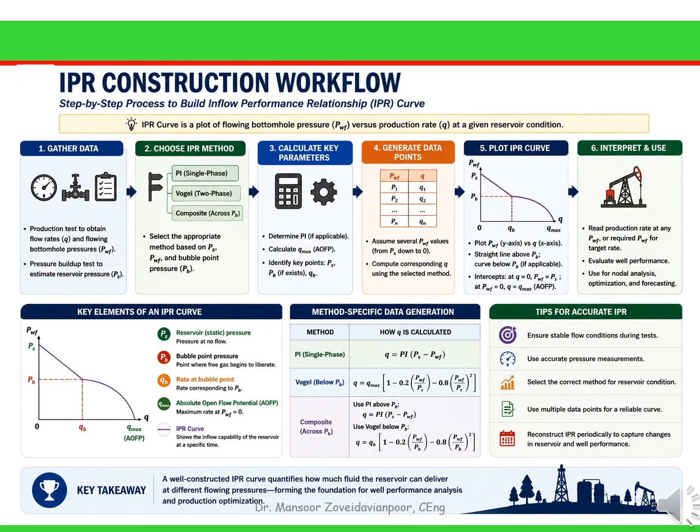Instead of calculating just one point, repeat the calculation for several pressures, such as 2800, 2500, 2000, 1500, 1000, and 500 psi. Each calculation gives another point. Connect all the points, and the complete IPR curve appears.